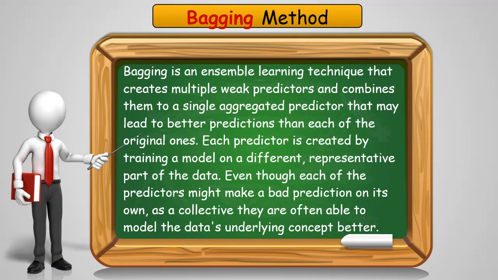So the bagging method is an ensemble learning technique that creates multiple weak predictors and then combines them into a single aggregated predictor that may lead to better predictions than each of the individual ones. Each predictor is created by training a model on a different representative part of the data. So even though each of the predictors might make a bad prediction on its own, as a collection, they're often able to do better with the model's underlying concept.